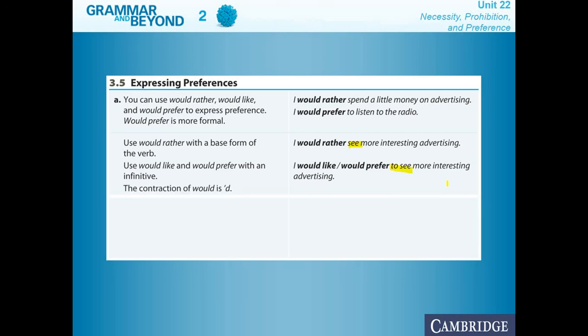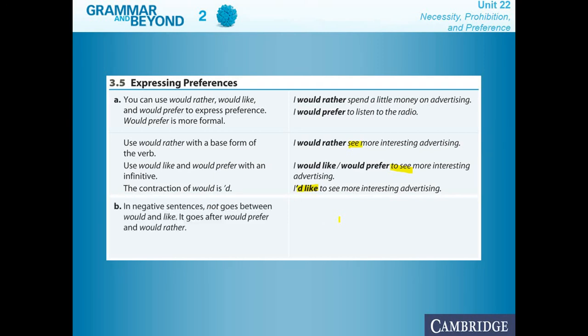Totally different structures. The contraction of would is I'd. Like, for example, I'd like to see more advertising. Pronounce it with me at home. I'd like. Without the D will be I like, but with the D is I'd like.